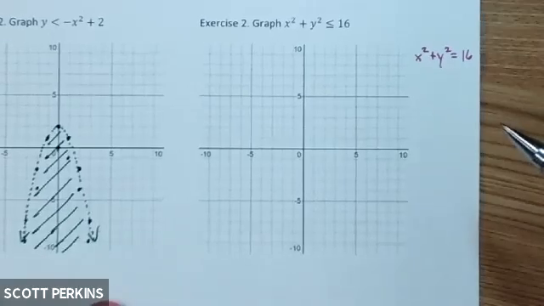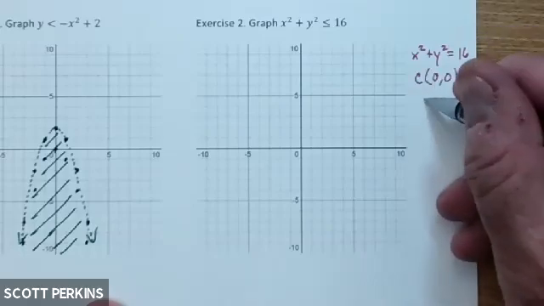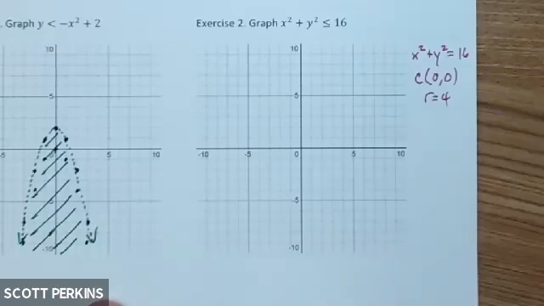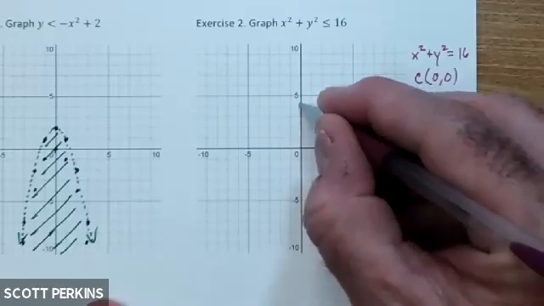So this is just a circle. As we said, the center of this circle is 0, 0. The radius of the circle is 4. We did this in the very last section that we talked about. So I'm just going to go 4 units in each direction from the origin.